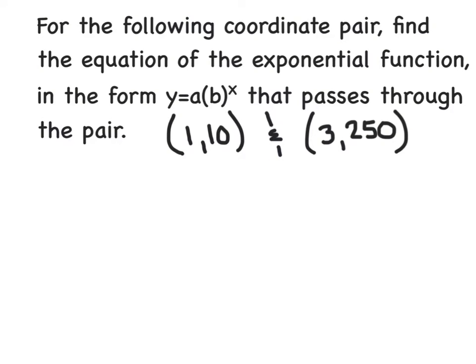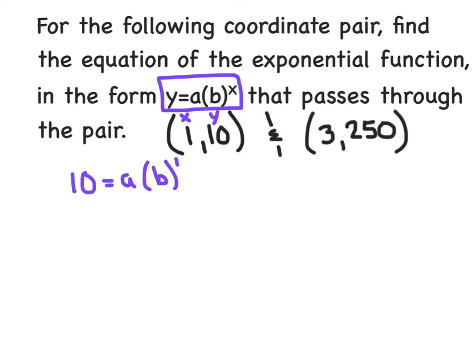Well, our next example is very, very similar, but the first bad news is that our x values are 1 and 3. In other words, neither one of them is 0, so it's going to be a little more work on this particular example compared to the last one. I'm staring at my standard form here, and I'm going to substitute a 1 for x and a 10 for y. And so 10 equals a times b raised to the first power.